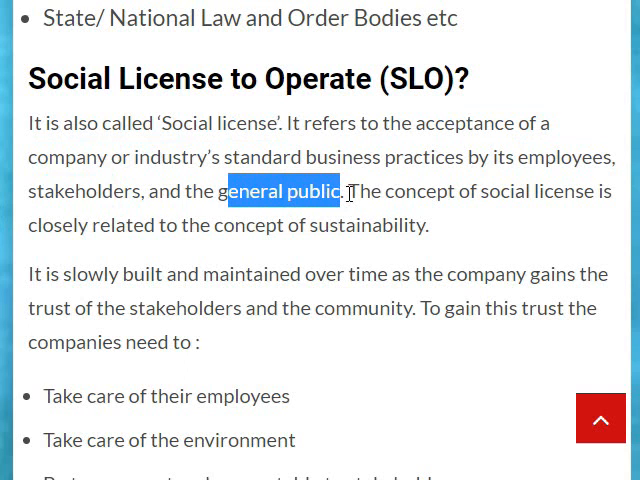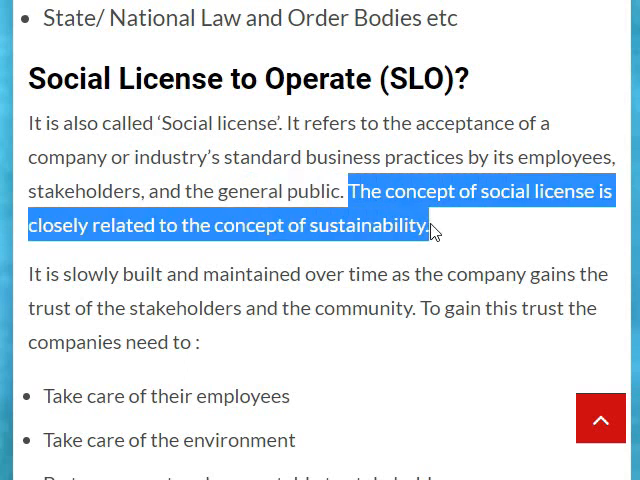So basically, it is somewhat like the public's opinion or perspective about a company or a business, about their practices. So it is closely related to the concept of sustainability. So how is social license to operate related to sustainability? Let us try to understand.